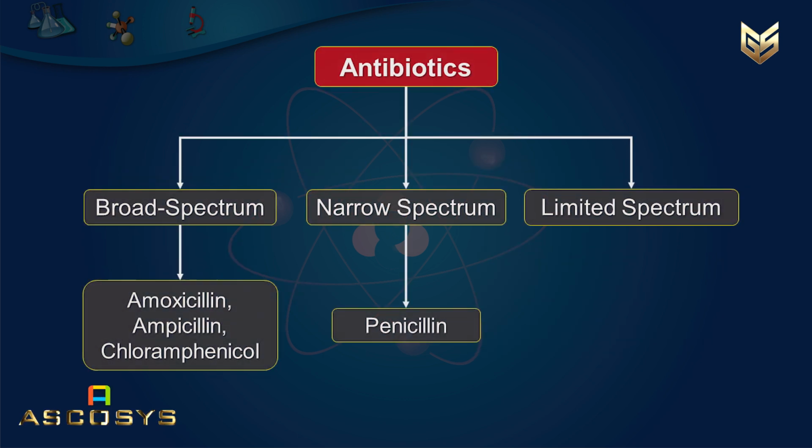Now, another classification of antibiotics is based on what range of bacteria they affect. The first is broad spectrum antibiotics. Broad spectrum antibiotics are effective on a large number of gram-positive and gram-negative bacteria. We have three examples: amoxicillin, ampicillin, and chloramphenicol. The second category is narrow spectrum antibiotics, which are limited to a narrow range of bacteria. The example is penicillin. The third category is limited spectrum. So, this is all about the important examples of antibiotics.